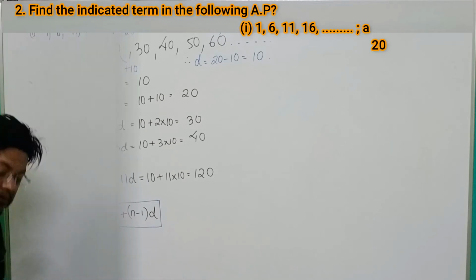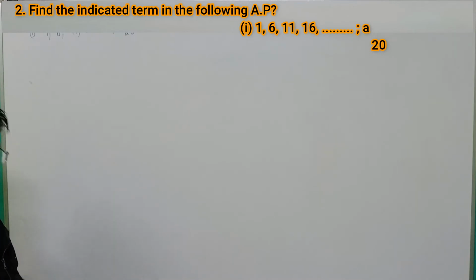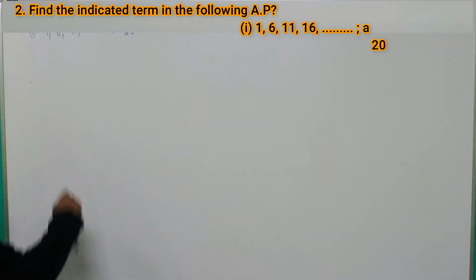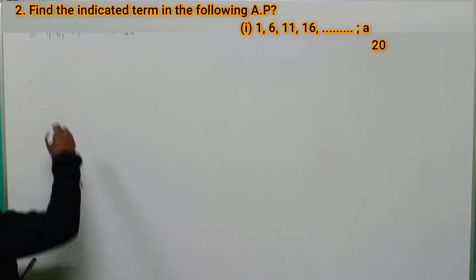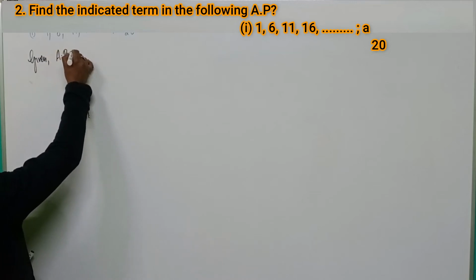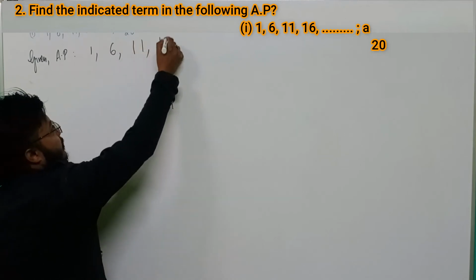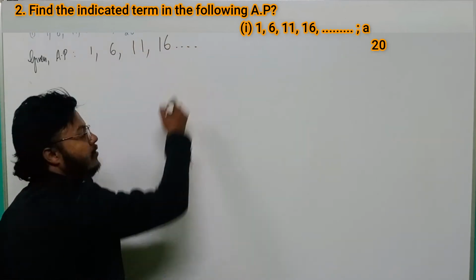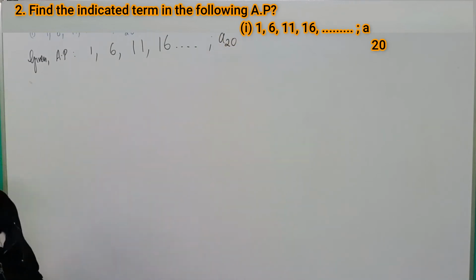Now by using this property, let us solve some examples. Using the general term of an AP, let us solve this question. This is from exercise 9.2 of ML Agarwal. The question: find the indicated term in each of the following APs. What they have given us, we'll start with the given AP: 1, 6, 11, 16, and so on, and they have said A20. So what this means is that we have to find A20. Okay, dear student.